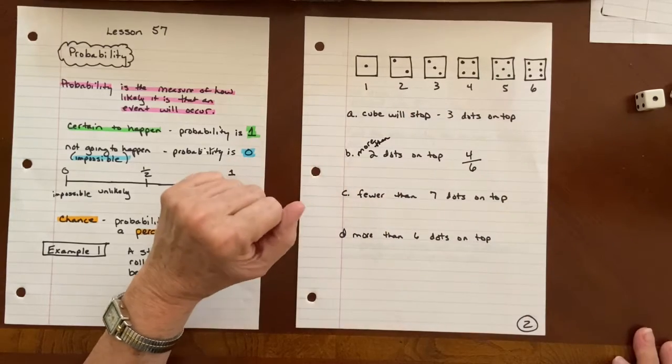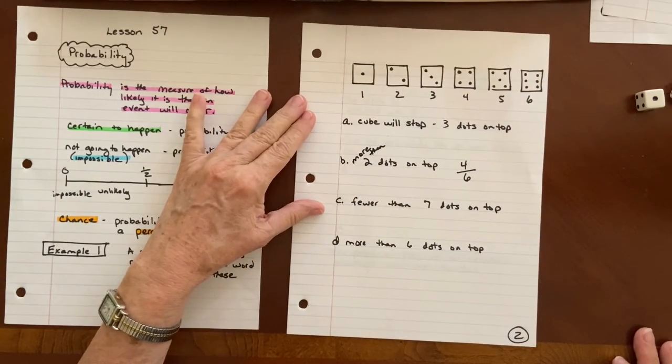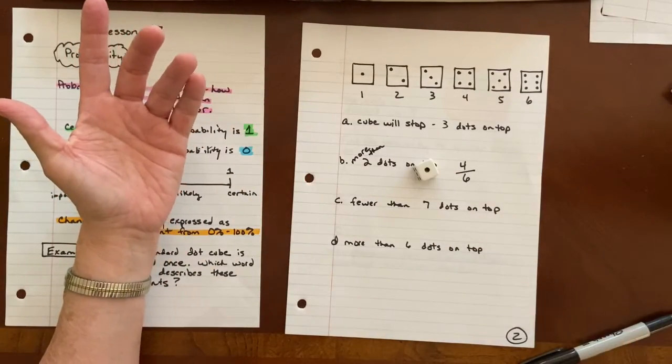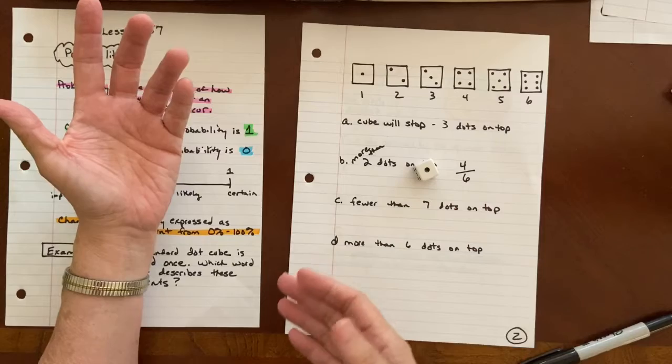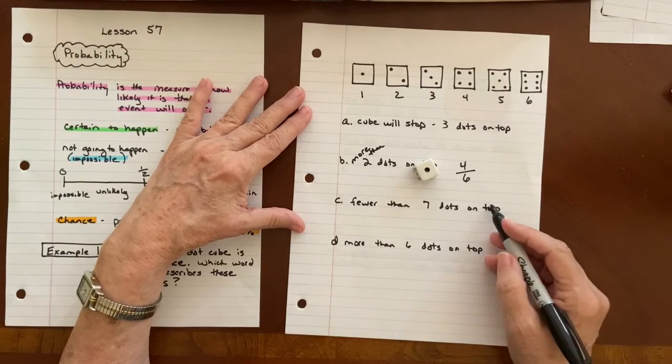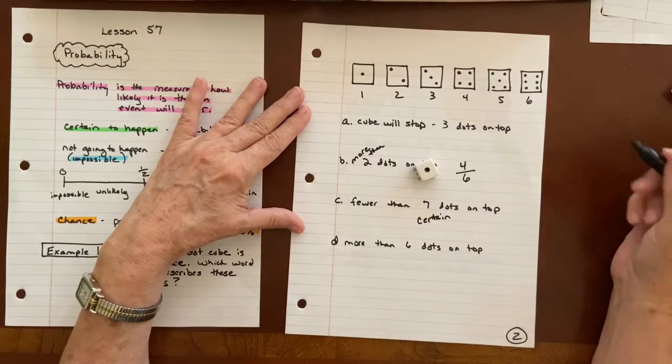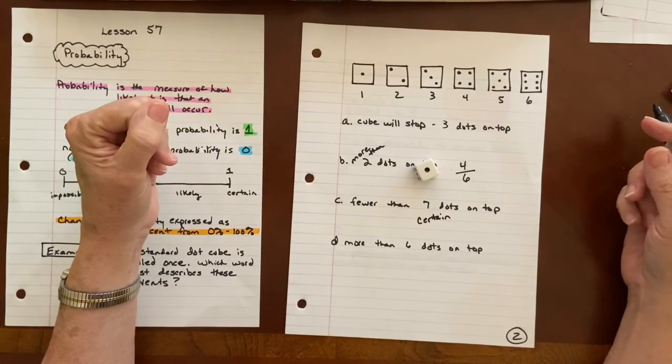C says fewer than 7 dots. Well, they all have fewer than 7. So if I roll it, I'm definitely going to get one that has fewer than 7. So what's the probability? It's certain. There's no chance I can get a number that has more than 7 dots.